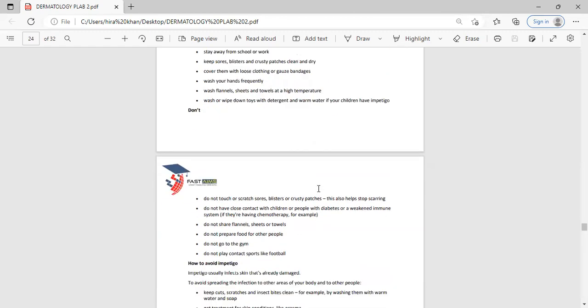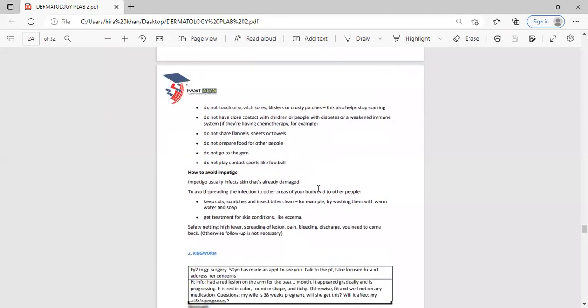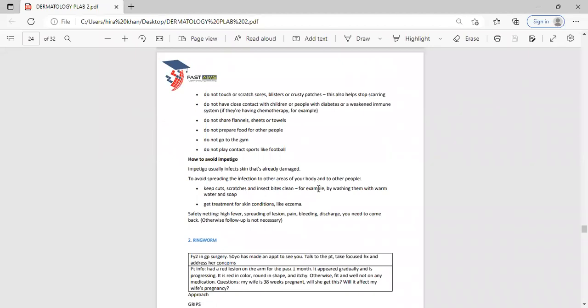And then there are a few don'ts, like do not touch or scratch your blisters. This will help stop scarring. Do not have close contact with children or the people who have diabetes. Do not share the towels. Do not prepare food for other people, and please do not go to the gym, and also avoid playing any contact sports. Now, then the patient might ask, can I get it again?